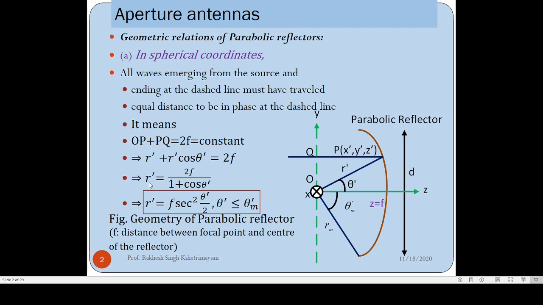So from this relation you can find r dash is equal to 2f by 1 plus cos theta dash, and you can simplify this, express this as r dash is equal to f secant square theta dash by 2. And this theta dash, you look at it, the maximum value will be at the edges here and here, and that maximum theta dash we will call theta m dash, m for maximum. So theta dash is always less than or equal to theta m dash.